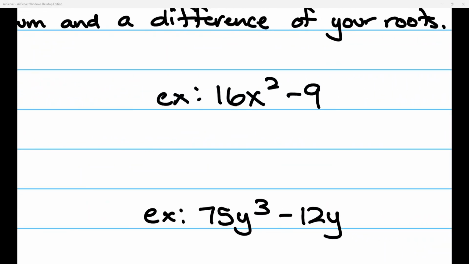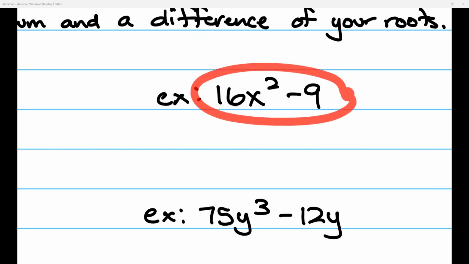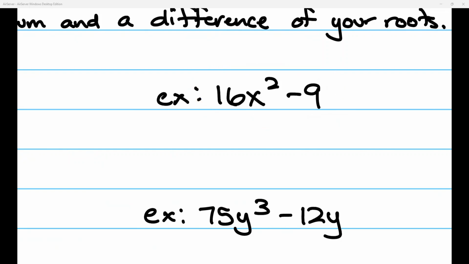I got 16x squared minus 9. Same concept. I look for a GCF. I don't see a GCF. Okay. I see that it's two terms. Hopefully this is a difference of squares. Let's see. Is this a perfect square? Yeah, this is going to be 4x times 4x. That's how I get 16x squared. And this is going to be 3 times 3. And I do have a subtraction in the middle. So this is a difference of squares.